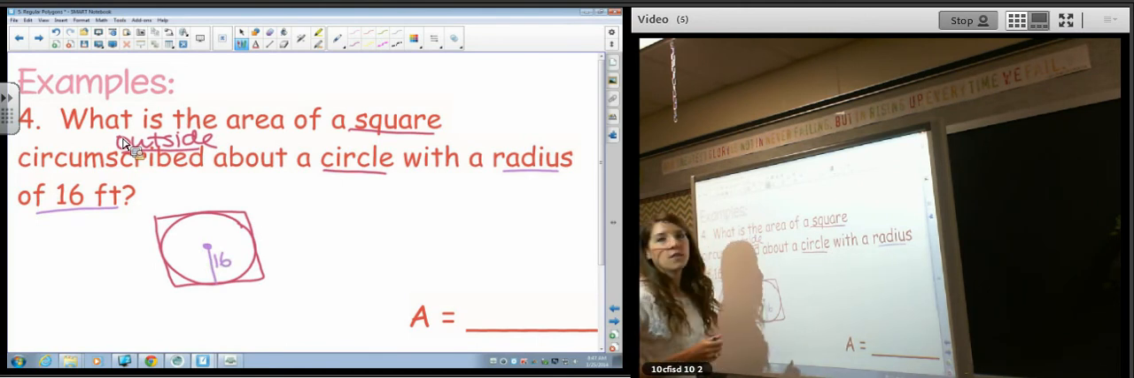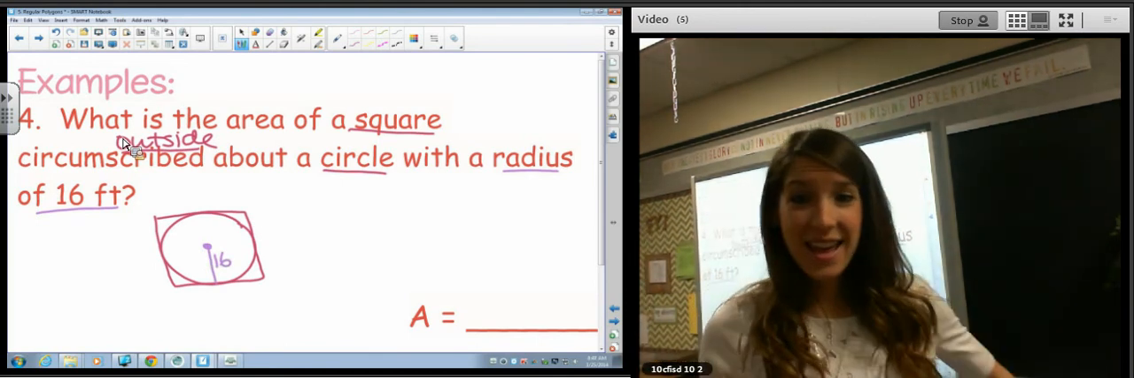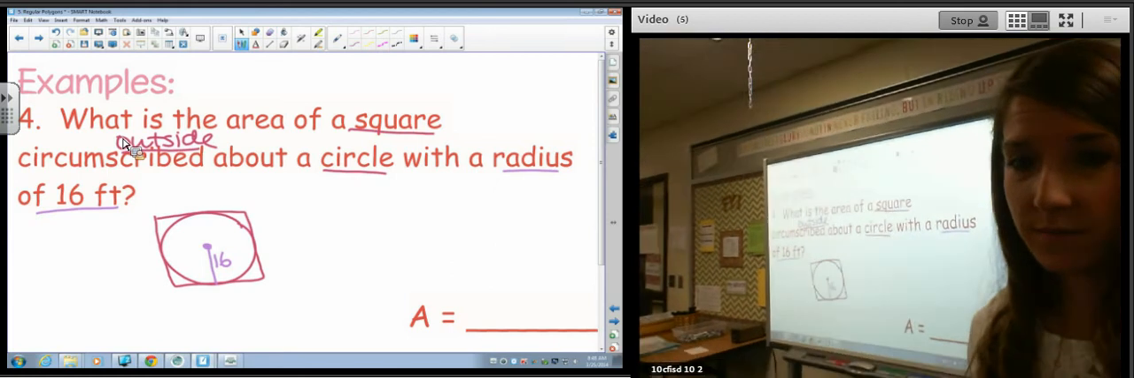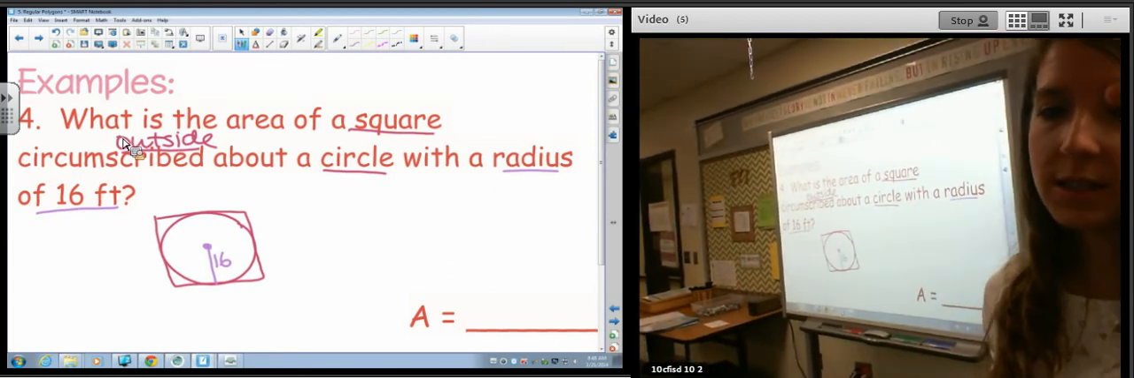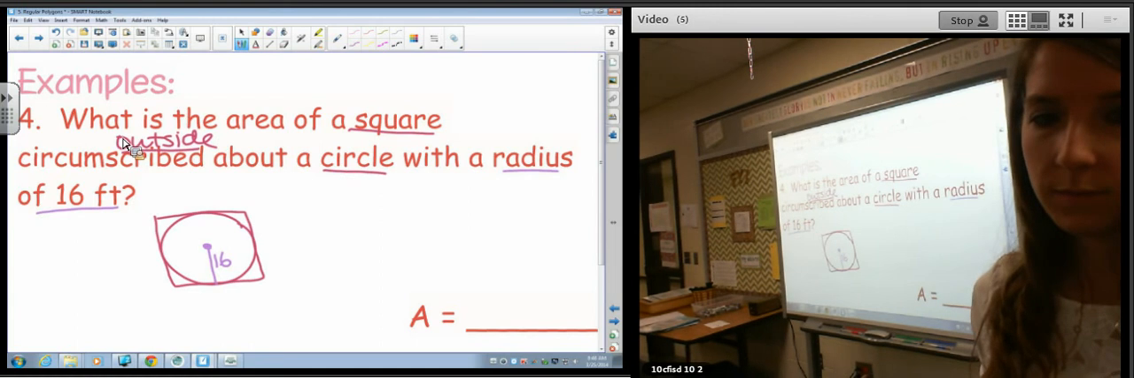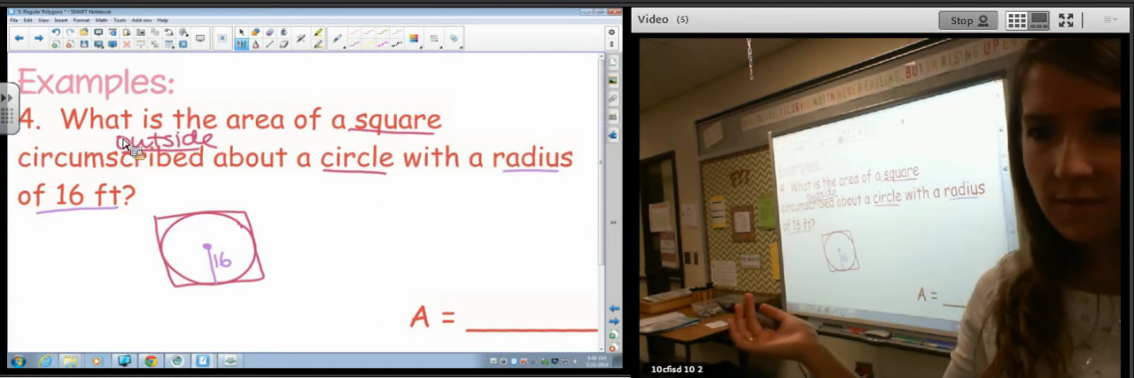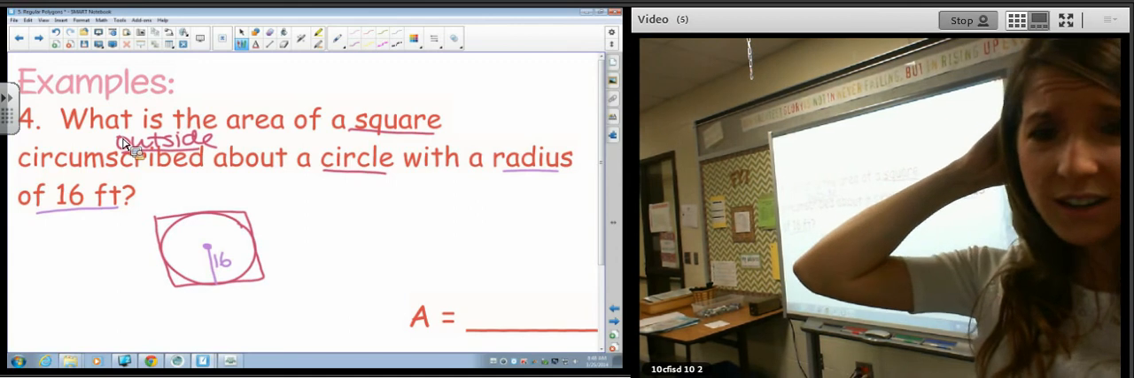Be careful. The circle's radius is the square's apothem. Do you see that? The circle's radius is the square's apothem. You have to be able to draw these things. Well, now it's easy. Now I've got a square. Find the area of the square.